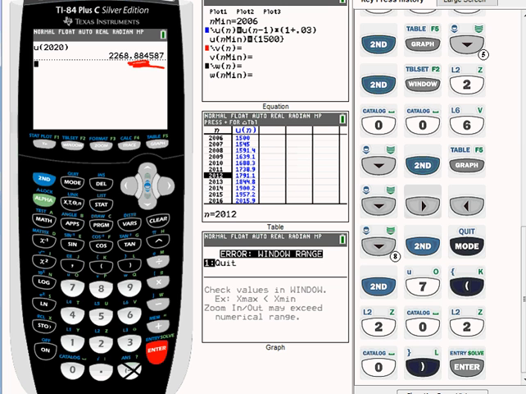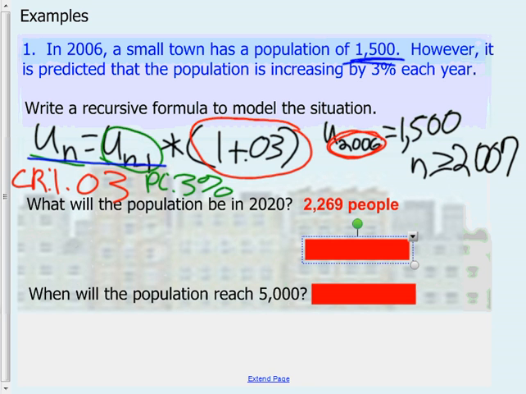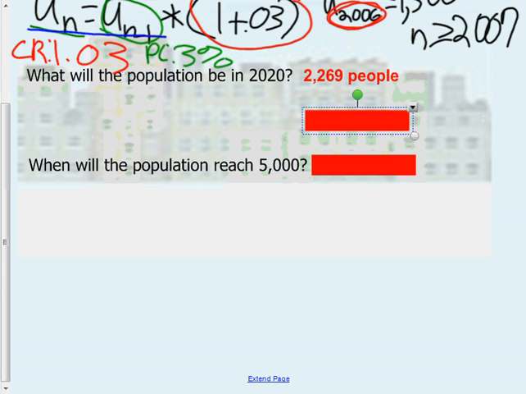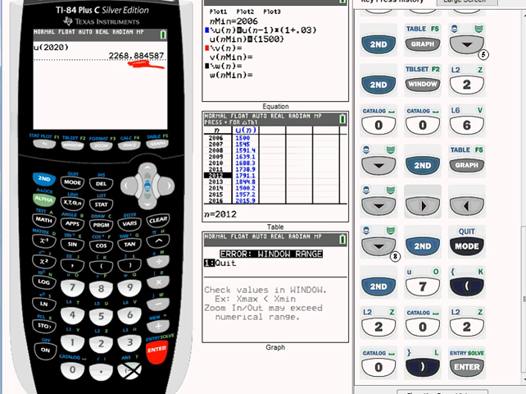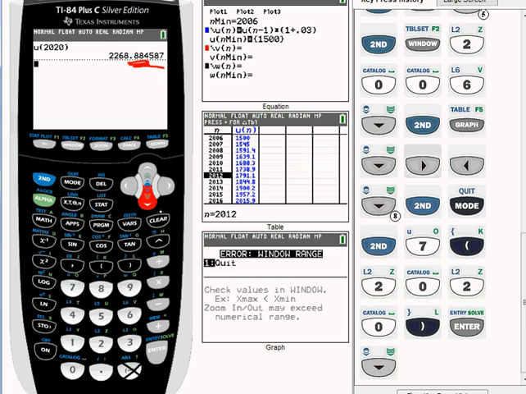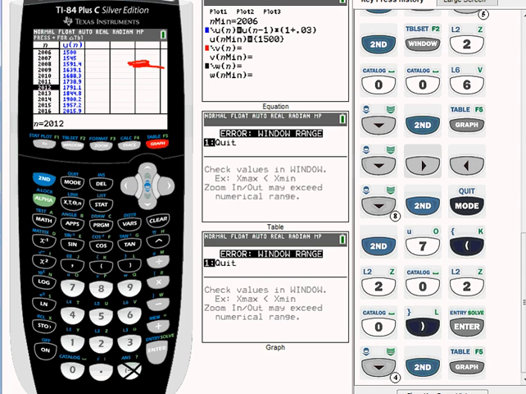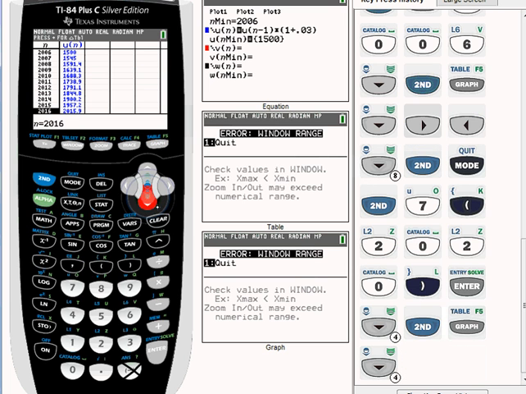Our last piece here is, this is where that table set will be helpful. Let's push that up a little bit. When will the population reach 5,000? Unfortunately, there's not an awesome way to just tell the calculator, hey, put 5,000 here and then figure out this stuff here. So that's where your table set is going to be helpful. So we can see that it's increasing kind of slowly there. Oops. Let me get back into my table here. So we can see that it's increasing kind of slowly. It's going to take me a long time to arrow down to find 5,000.